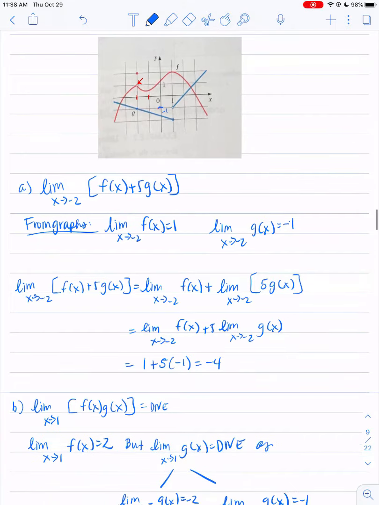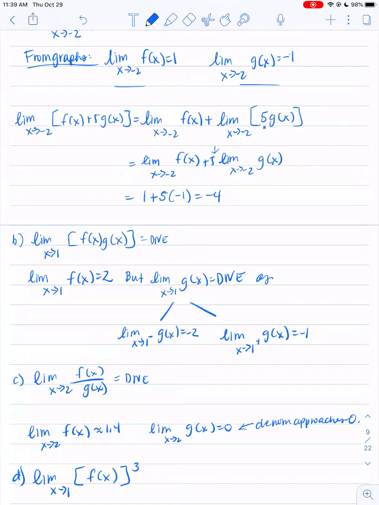Okay, so let's go ahead and split our limit up. So I'm going to go ahead and do the sum. So I'm going to split them up. So I have the limit as x approaches negative 2 of f of x plus the limit as x approaches negative 2 of 5 of g of x. And then I could do my constant multiple rule, and I take out the 5 from in here and place it on the outside. So now I could just plug in the values that I found from the graphs. So I'm going to have 1 plus 5 times negative 1, which is negative 4.